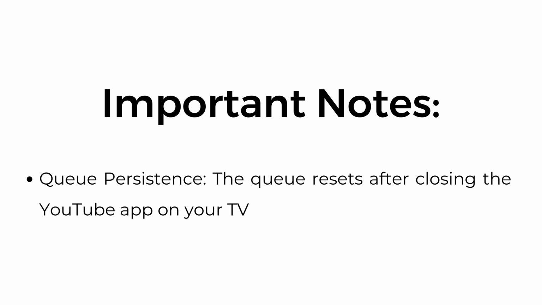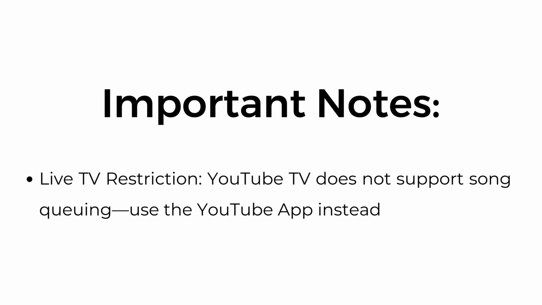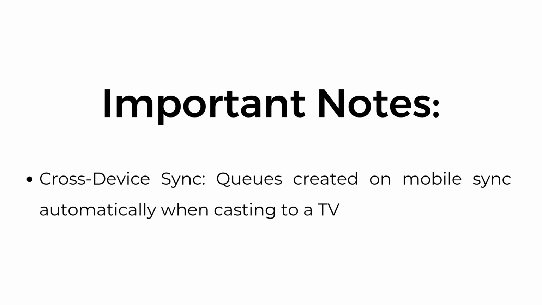Important notes: queue persistence. The queue resets after closing the YouTube app on your TV. Live TV restriction. YouTube TV does not support song queuing. Use the YouTube app instead. Cross-device sync. Queues created on mobile sync automatically when casting to a TV.